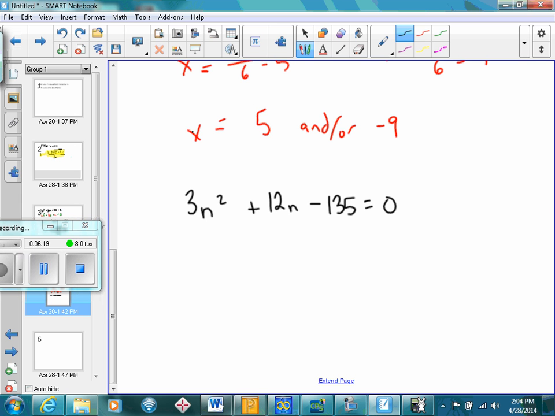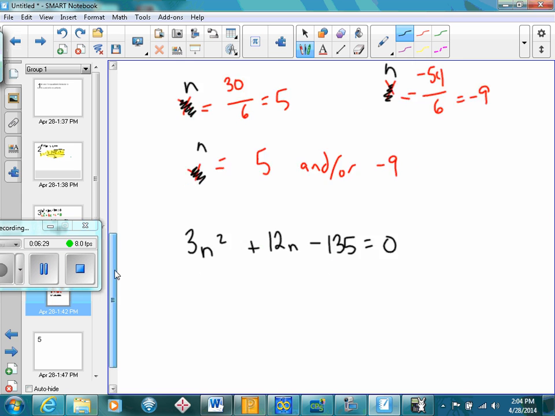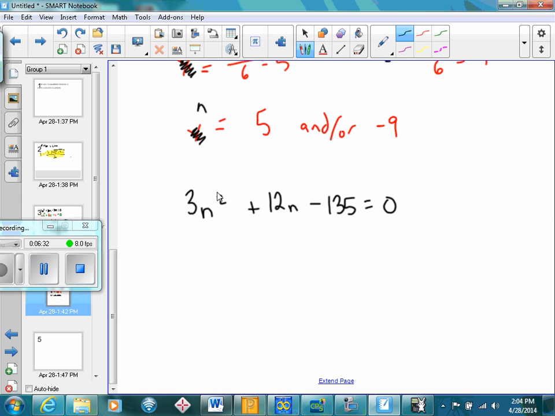Now I know I've got x right here. Technically, it was n. You're hunting for the variable that you had, so it's n, and you could go back through there and change all of that. What was n? Well, it's 5 or negative 9. So let's plug 5 in for where n's at, and if it makes 0, then that's the solution.